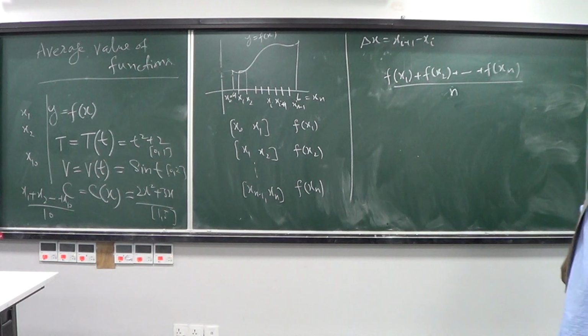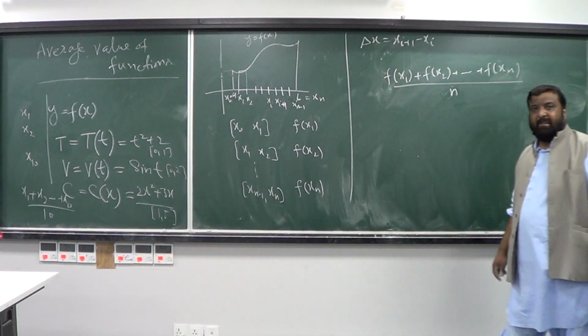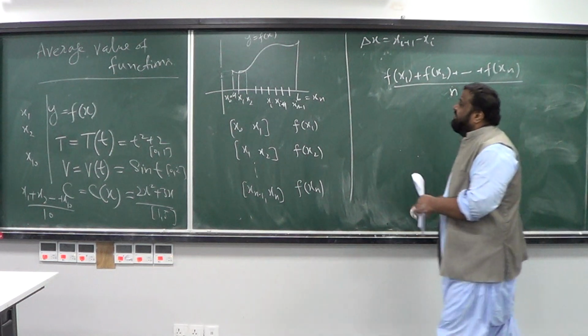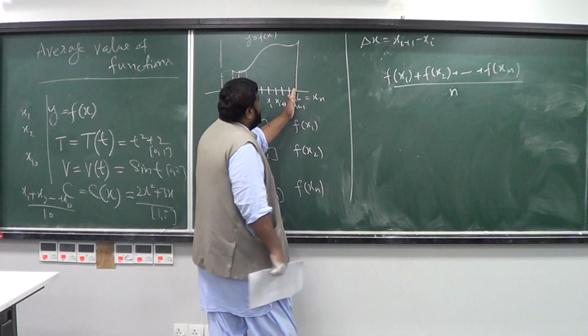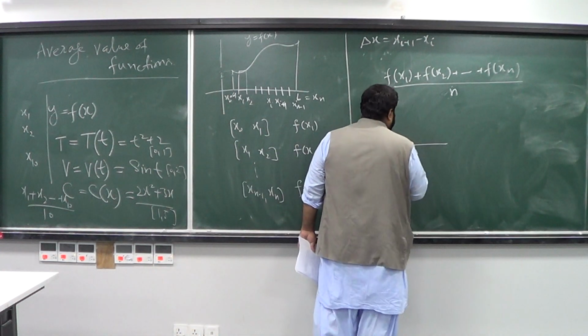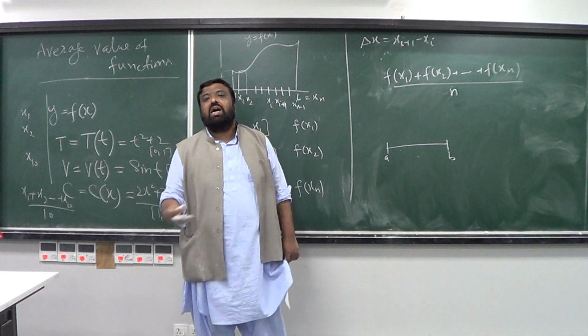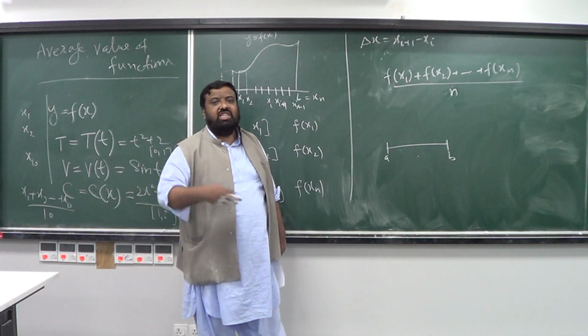Okay, divided by n. By the way, what is the relationship between n and delta x? In other words, how did I compute the value of delta x using this n and the length of the interval AB? So I have an interval from A to B. I want to split it into n parts, n subintervals. What should be the length of each subinterval?